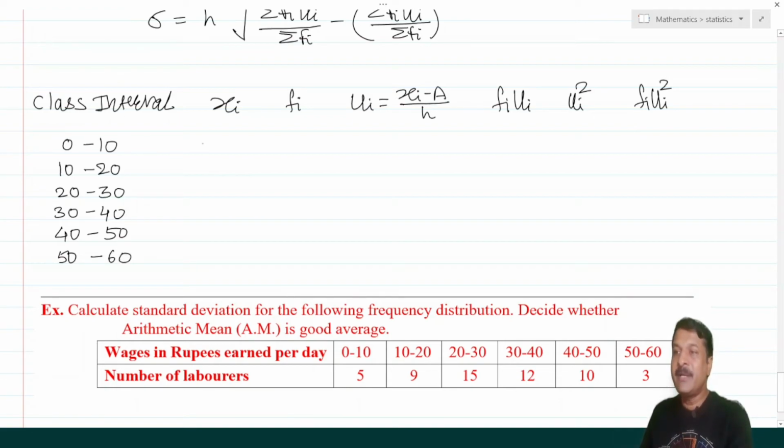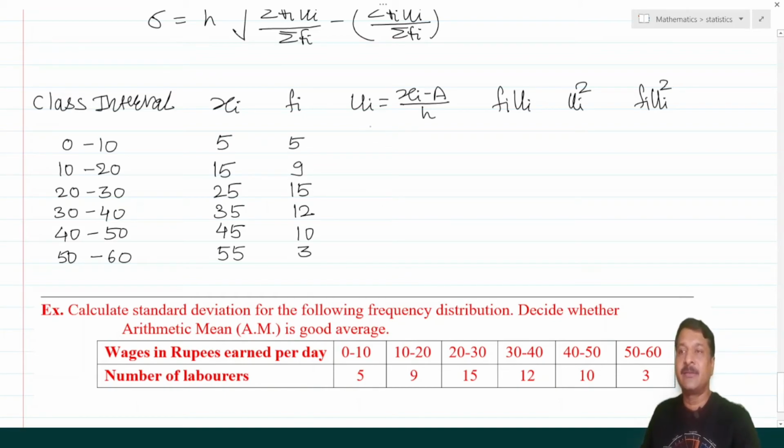Then here the middle values of the classes 0 to 10: the middle is 5, then 15, then 25, then 35, then 45, then 55. What is the frequency, the number of labourers? The corresponding frequencies are 5, 9, 15, 12, 10 and 3. Then ui.